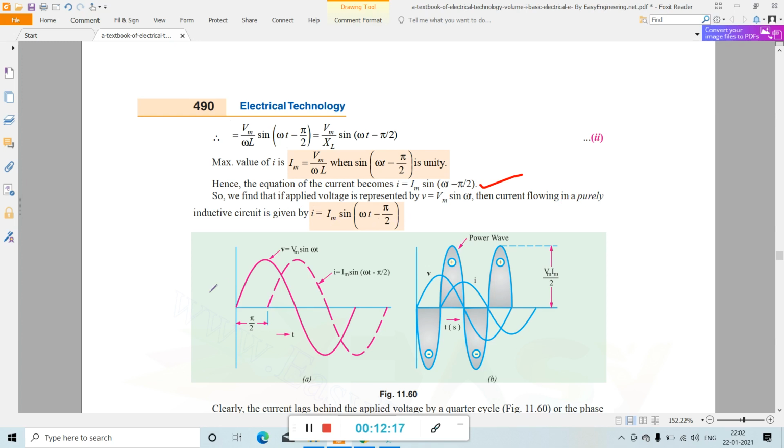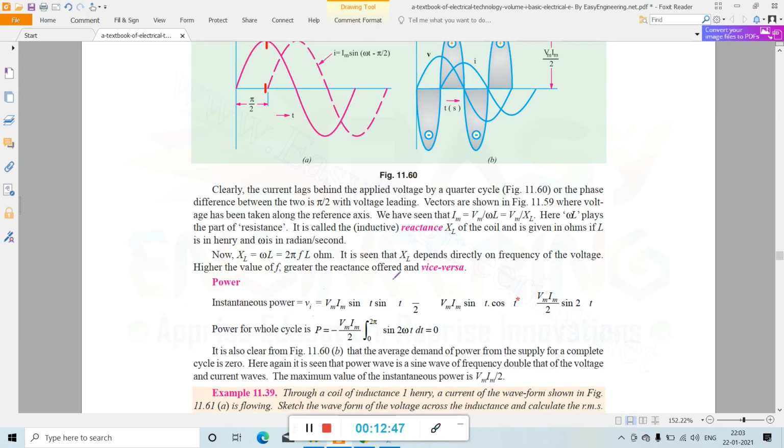So see, this is the phasor diagram. This is the voltage reference line, started from the origin. After π/2 lagging, the current waveform starts. So from the π/2 position, the current waveform is drawn from here. This is Im sin(ωt − π/2).